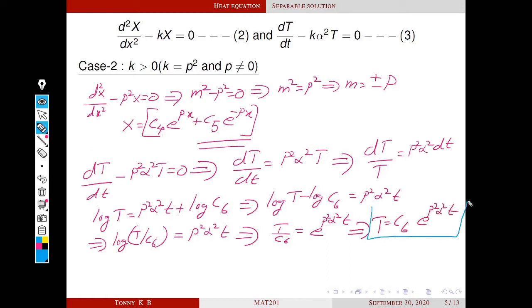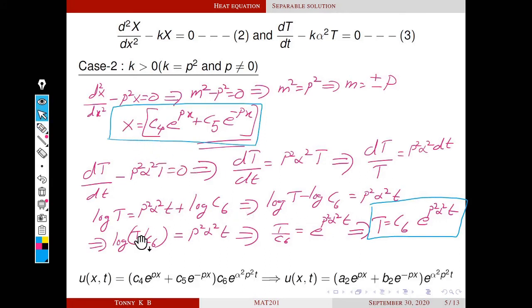So T equal to c6 e to the power p square alpha square t, and the solution u equal to X into T. So u(x,t) becomes the product. Similar to the previous case, here c4 into c6 is another arbitrary constant, so we are replacing c4 into c6 by some a2. And c5 into c6 is also an arbitrary constant, so we are replacing the product by b2. So this is the solution corresponding to k positive.